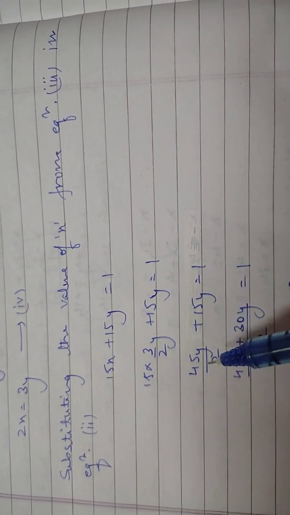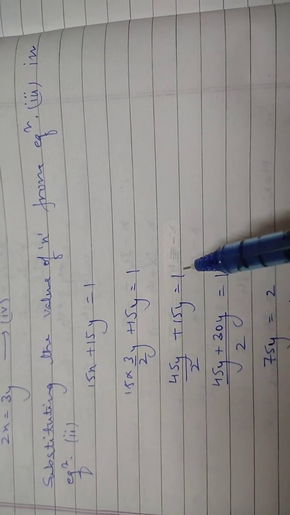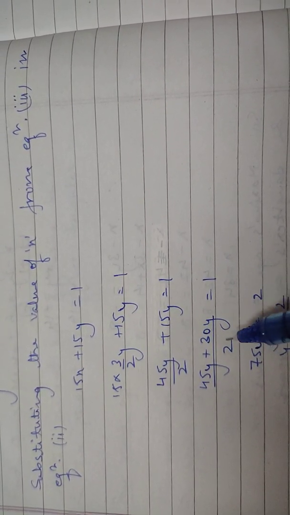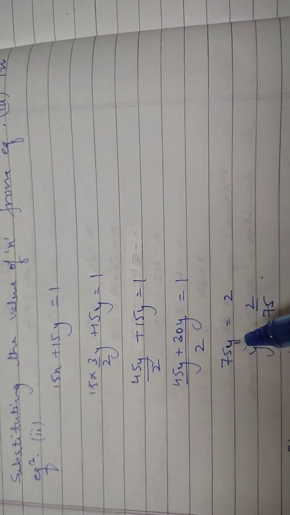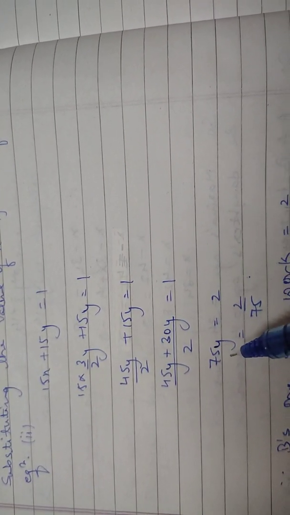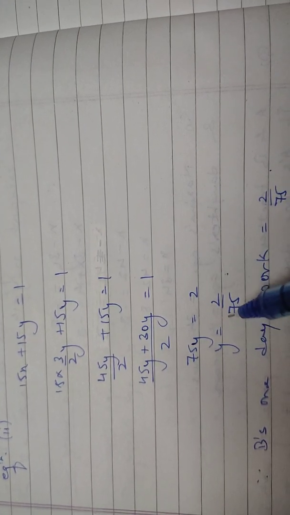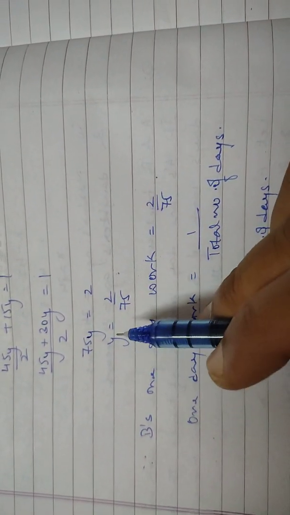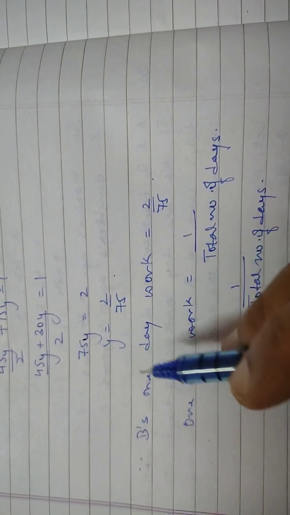If you multiply, you will be getting 45y upon 2 plus 15y equal to 1. On taking out the LCM, it will be 45y plus 30y upon 2 equal to 1. And then after that, if you cross multiply, it will be 75y is equal to 2, and y value will be 2 upon 75.